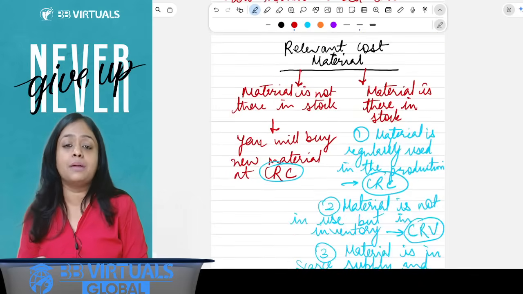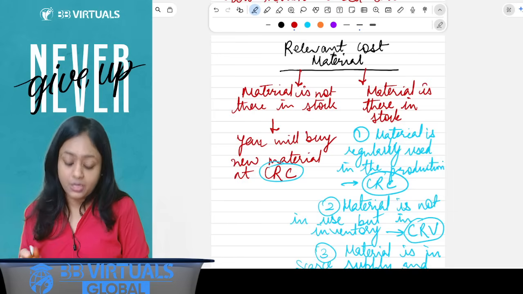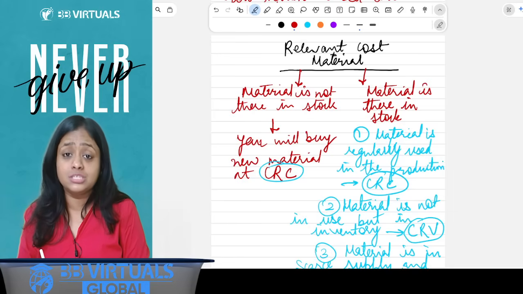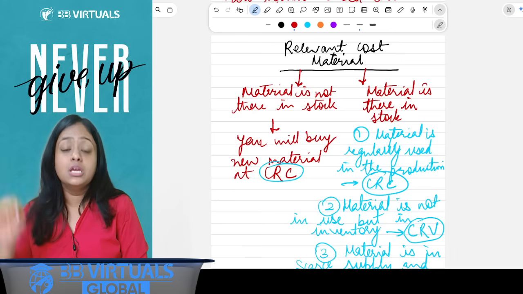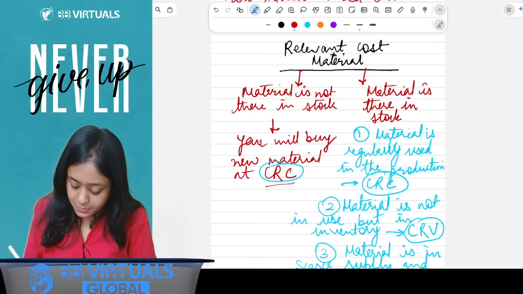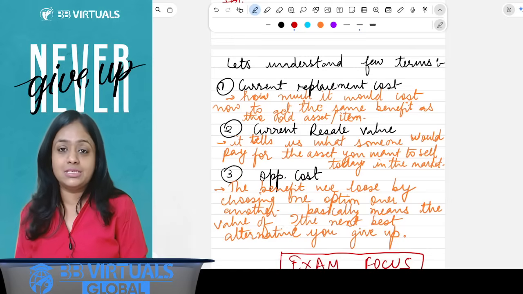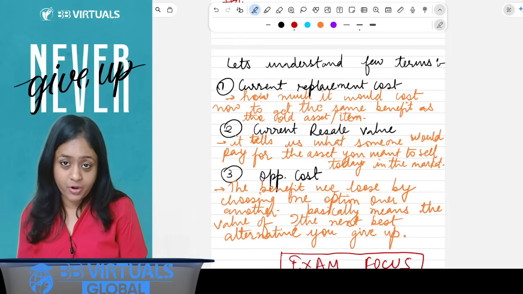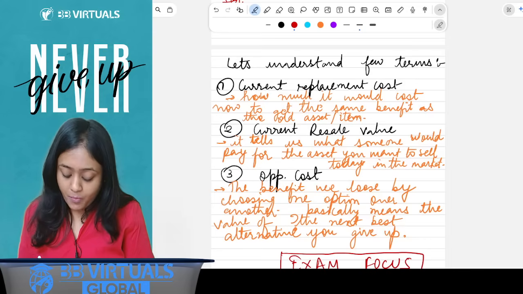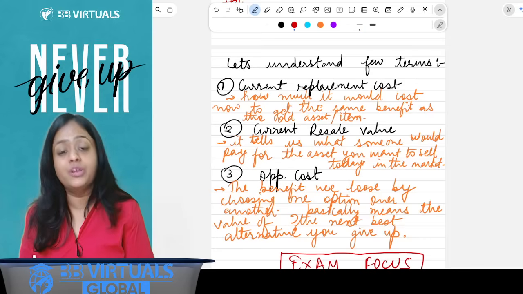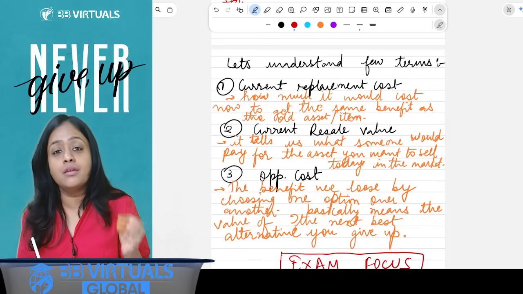Now let's have a quick summary of the relevant cost for materials. For materials, the relevant cost will depend upon whether the material is in stock or not in stock. When the material is not in stock, you have to buy that material from the market, so the relevant cost is the current replacement cost, CRC. Let me quickly explain these three terms before I take up more pointers. Current replacement cost is simply your current market value, that means how much it would cost now to get the same benefit as this asset. So the current market value of this equivalent item is your current replacement cost.